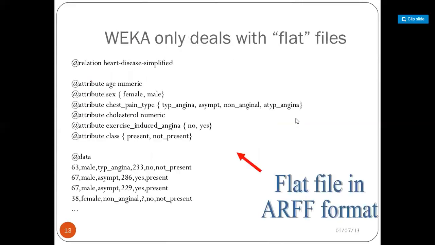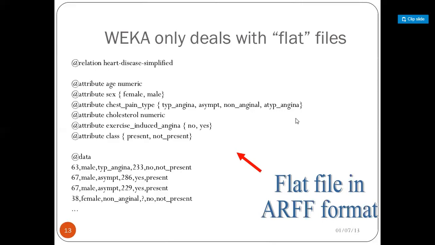Weka only deals with flat files. As we defined earlier, here we are talking about the simplified heart disease relation, which has six attributes. Age is numeric, sex is female or male and is nominal. Chest pain type is also nominal. Cholesterol is numeric. Exercise induced angina is nominal, and the class, present or not, is also nominal.